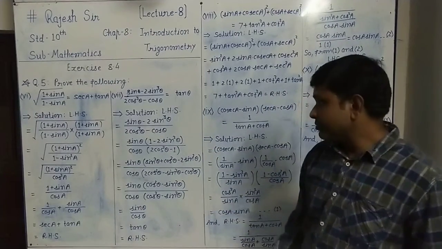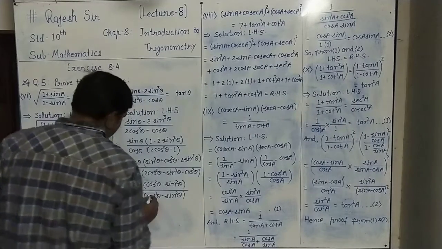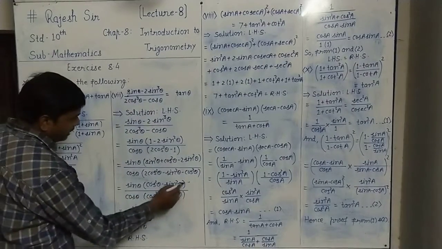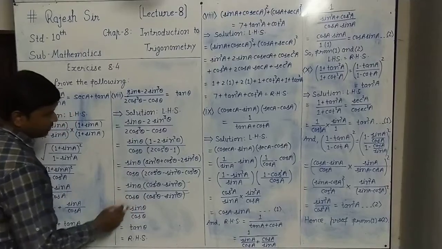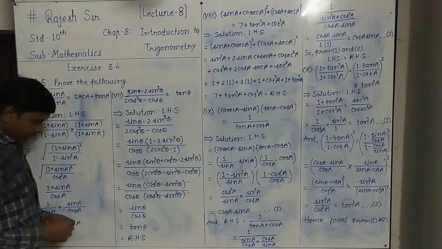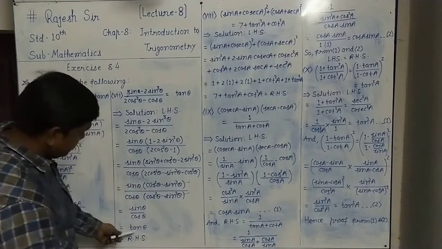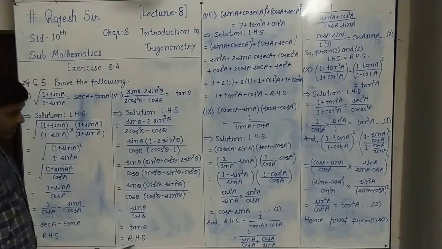Now next step: cos square theta minus sin square theta, up and down the same bracket will be cancelled. Up there sin theta, down there cos theta, and sin upon cos is called tan theta, and that is the RHS.